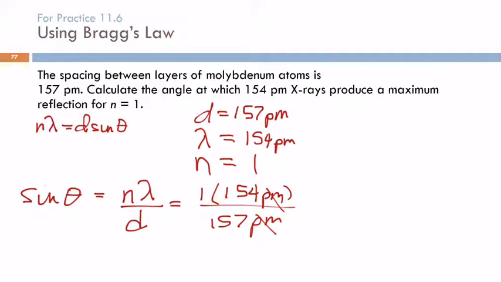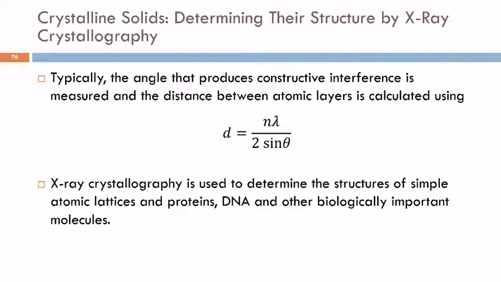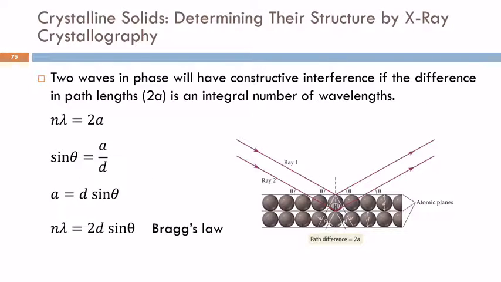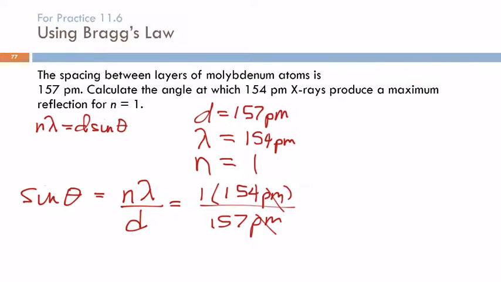Wait, what about the 2? I forgot the 2. Thank you. There's a 2 in there. n lambda equals 2 d sine theta. So there's the 2. There we go. That's better. So 2 times 154 divided by 157.